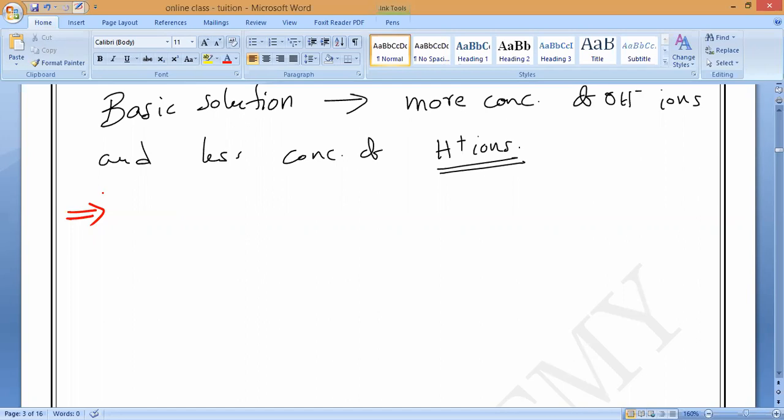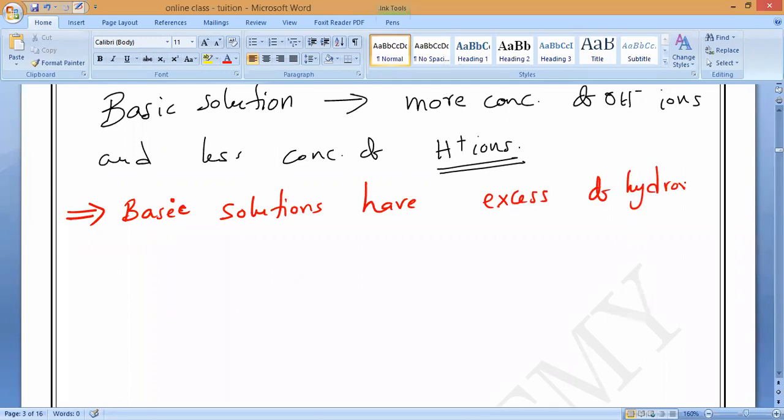So from this I can say, what is the definition of bases? The basic solutions have an excess of hydroxide ions. Correct or not? Basic solutions have an excess of OH minus ions. Hydroxide ions. That is what you have to remember. So even though basic solutions have hydrogen ions, where do they come from? Again from the ionization of water.